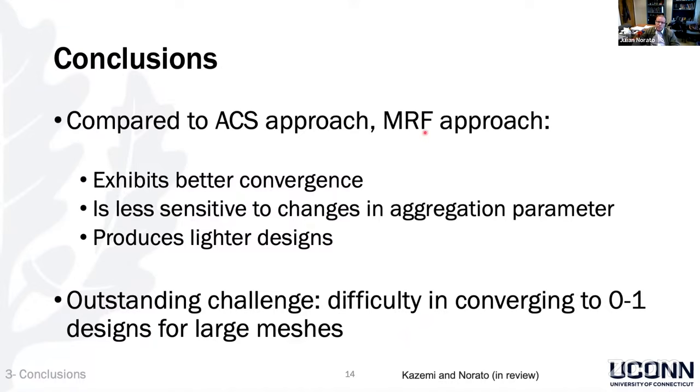And one nice thing about this MRF approach that I didn't put in the conclusions, but I'd like to say, is that it can be used for level set methods. Just like we've done adaptive constraint scaling for level set methods, for instance, in our collaboration with Alicia Kim, this MRF approach could also be used for level set methods. And it could also be used for other kinds of functions like fatigue.